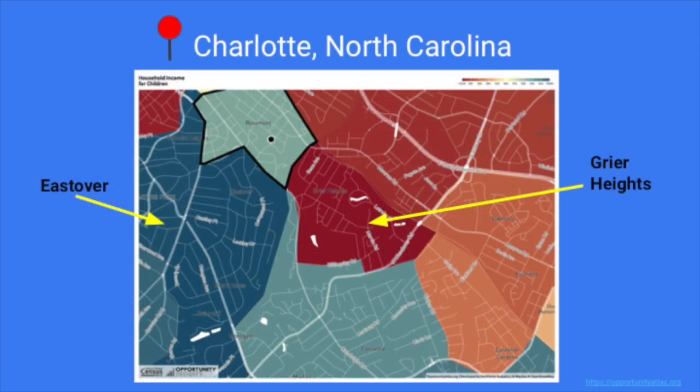To show an example of the importance and relevance of capabilities, we looked at Charlotte, North Carolina on the Opportunity Atlas. There is a road connecting two neighborhoods. The blue neighborhood is called Eastover and is one of the highest earning neighborhoods in terms of income. And on the other side of the road is the red neighborhood, Greer Heights, one of the neighborhoods with the lowest earnings.